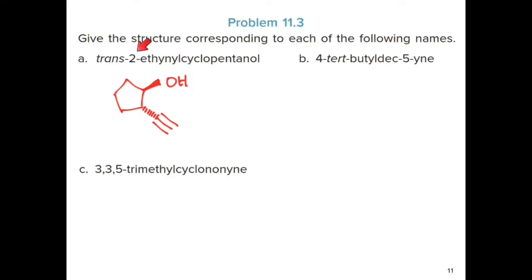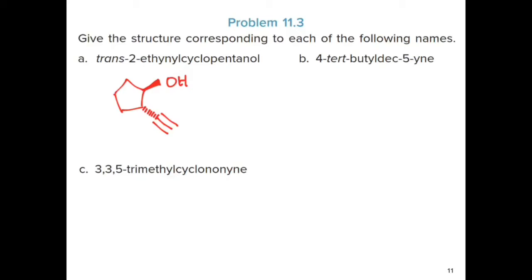So this is trans-2-ethynyl cyclopentanol. And for the second one here, we have 4-tert-butyl-dec-5-ine. And so the first thing that I would want to do here is to draw the triple bond. So the longest chain contains 10 carbon atoms because this is a decane based. And then on the 5th carbon atom, we have a triple bond.